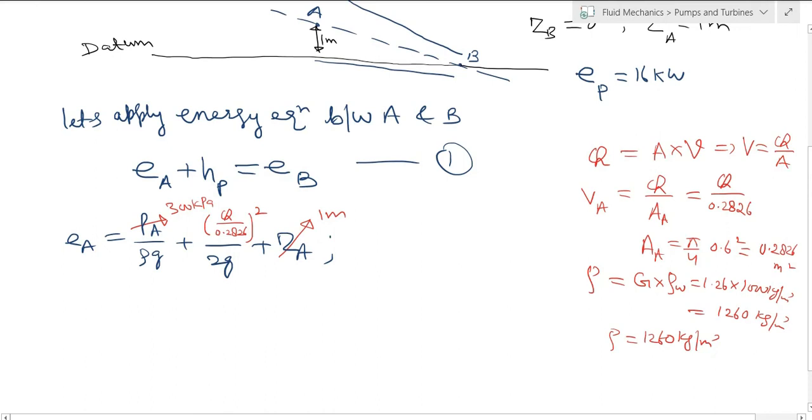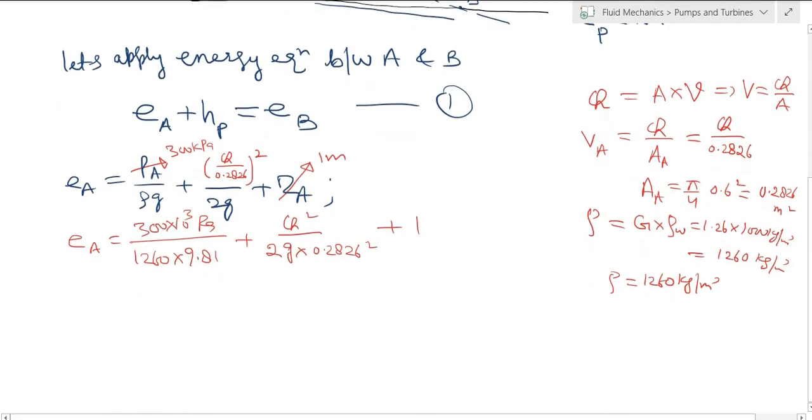And G is 9.81, which is acceleration due to gravity. So we can write EA is equal to 300 kilopascal. Now kilo means 10 power 3, right? Pascal divided by density is 1260 multiplied by acceleration due to gravity is 9.81 plus. Now this we can write this as Q square divided by 2G multiplied by 0.2826 square plus 1, right? So energy at A is, how much is this?